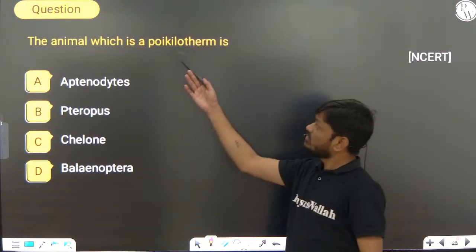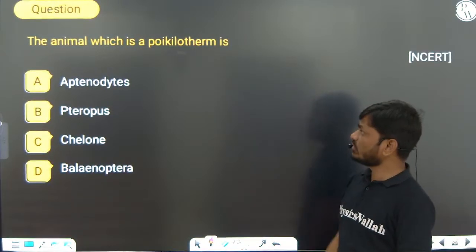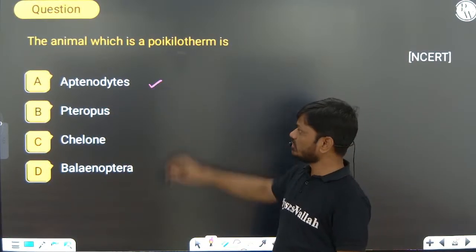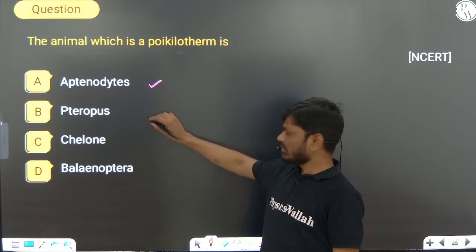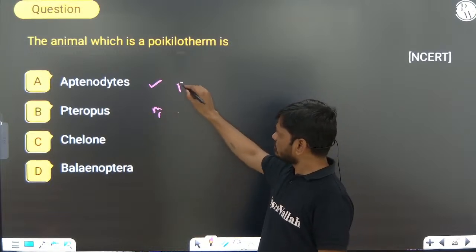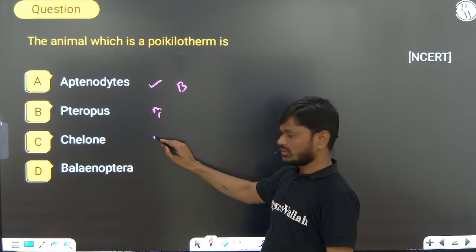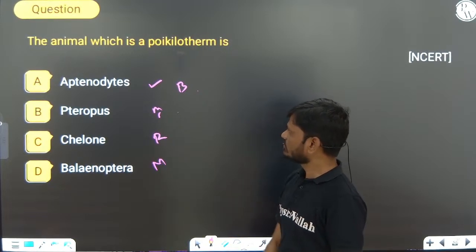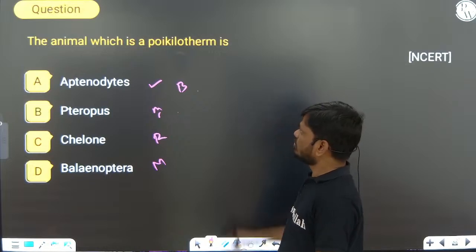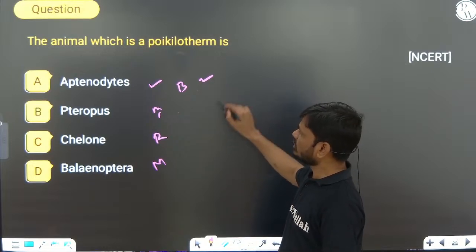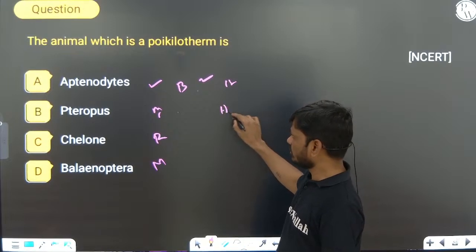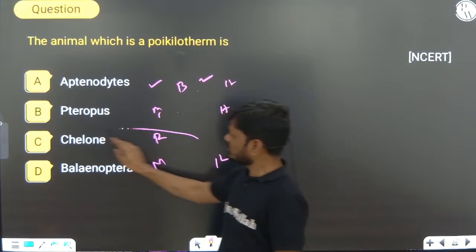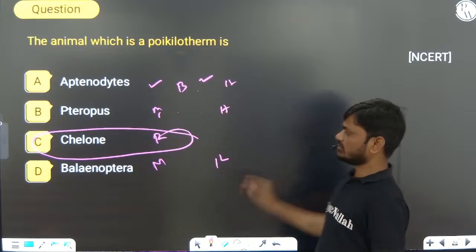Among poikilothermic animals, as I told you, Aptenodytes is a bird, Chiroptera, it is a mammal, Chelone is a reptile, Balaenoptera is a mammal. So birds are homeothermic, this is also homeothermic, and this is poikilothermic.